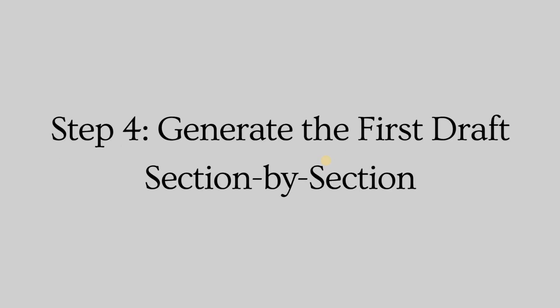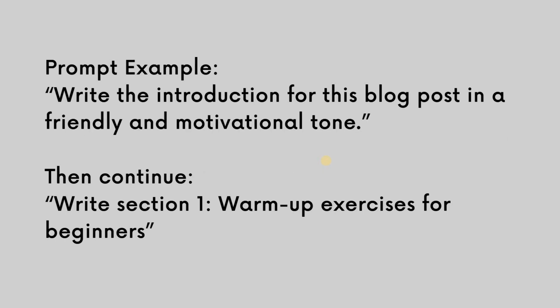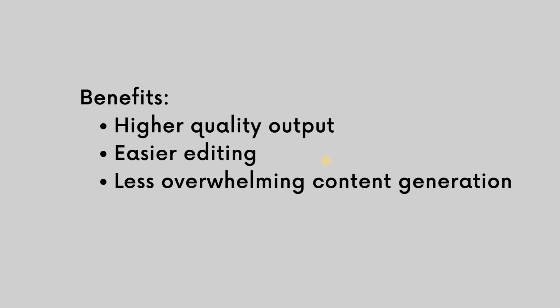So I'm going to give you step 4, which is generating the first draft section by section. Like I mentioned previously, most of us write the entire thing in one go. It's better you do it section by section. For example, I'm going to say write the introduction for this blog post in a friendly and motivational tone. Now you can still put that into one prompt, and then you continue to say write section 1, warm-up exercises for beginners. And the benefit of this is you're going to get high quality output. It's going to be easier for you to edit, and also less overwhelming content generation.